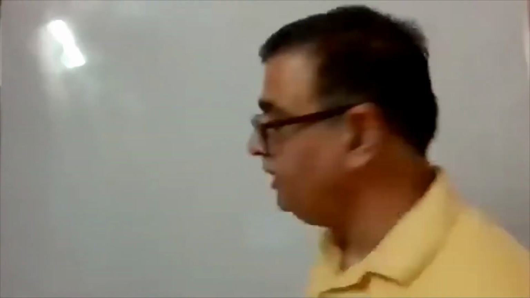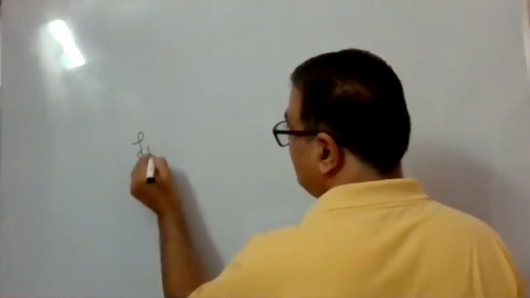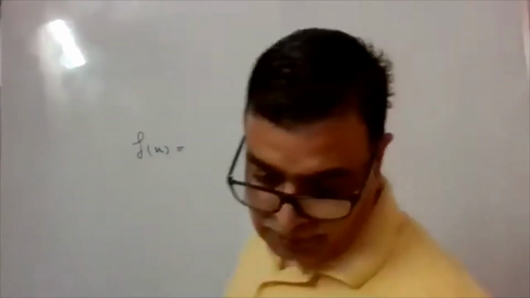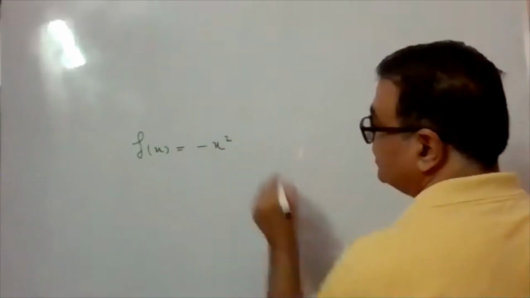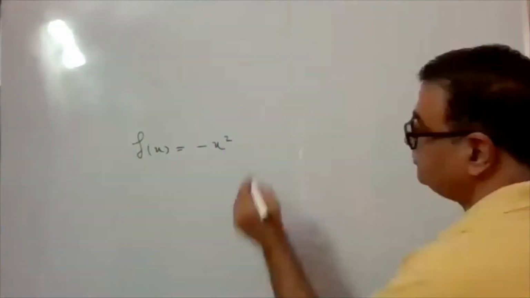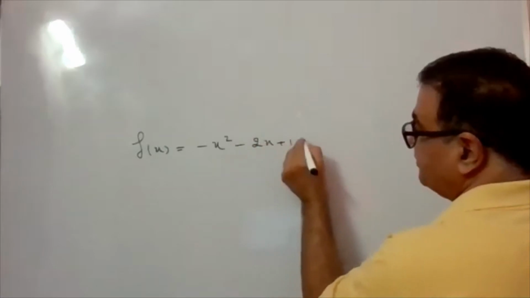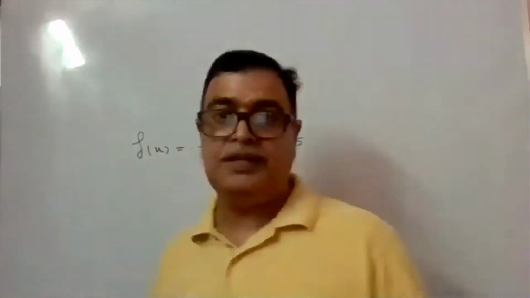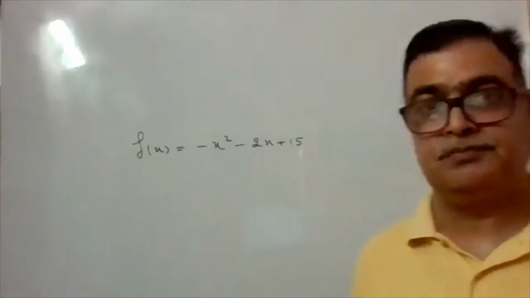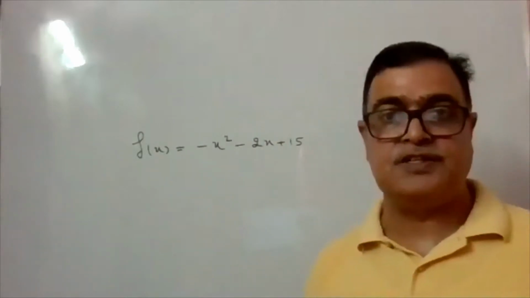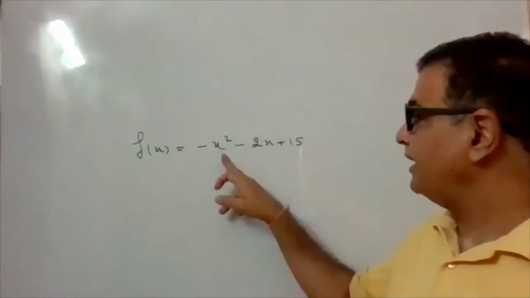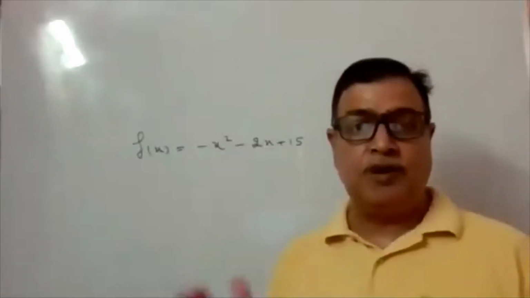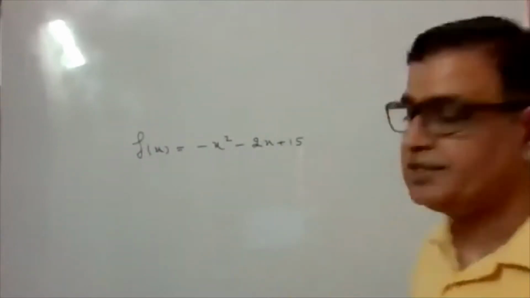Now coming to the question, how we'll do it, just check. Find the interval in which the function f(x) is equal to minus x square minus 2x plus 15 is increasing or decreasing. Find the interval where this function is increasing, where this function is decreasing. That we should identify.